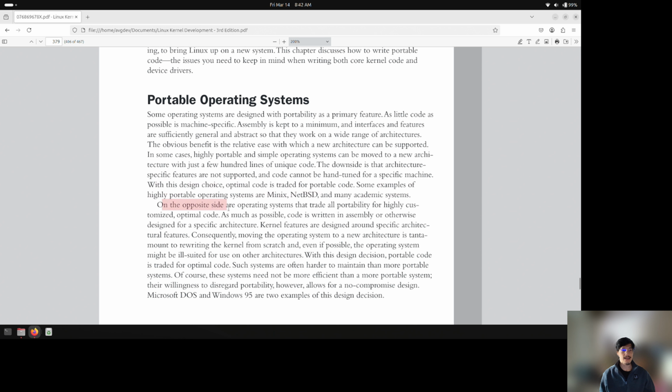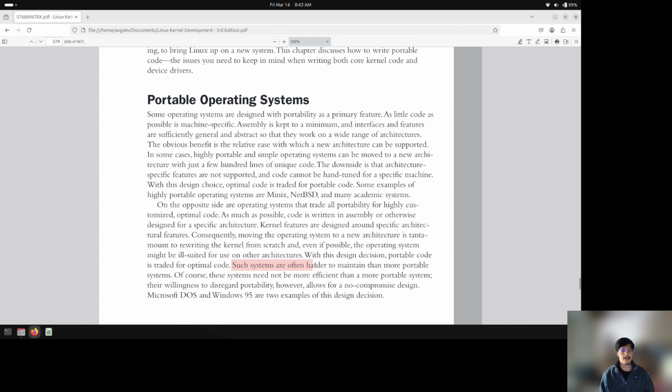On the opposite side are operating systems that trade all portability for highly customized optimal code. As much as possible, code is written in assembly or otherwise designed for a specific architecture. Kernel features are designed around specific architectural features. Consequently, moving the operating system to a new architecture is tantamount to rewriting the kernel from scratch, and even if possible, the operating system might be ill-suited for use on other architectures. With this design decision, portable code is traded for optimal code.